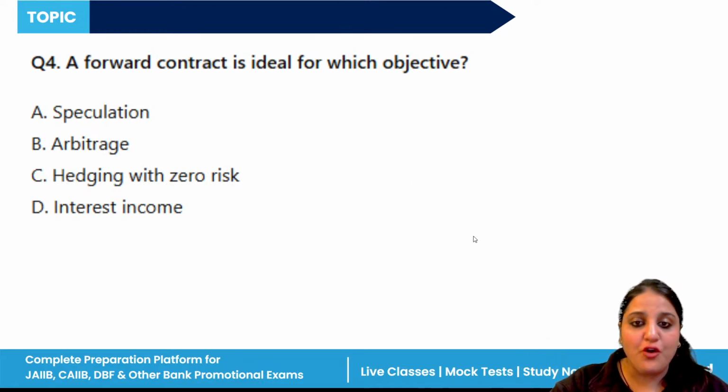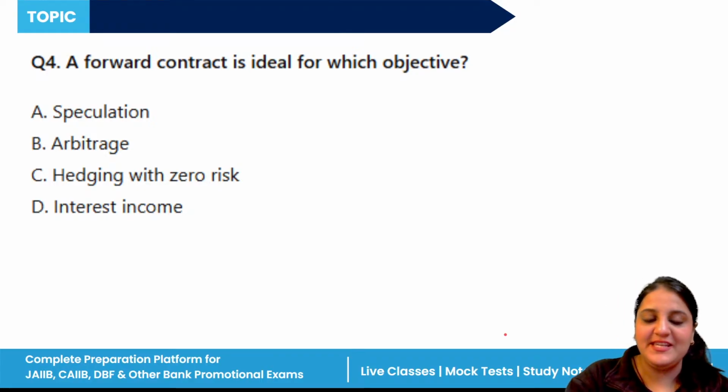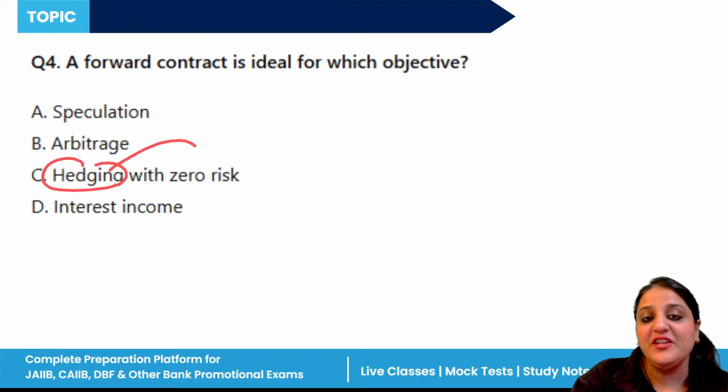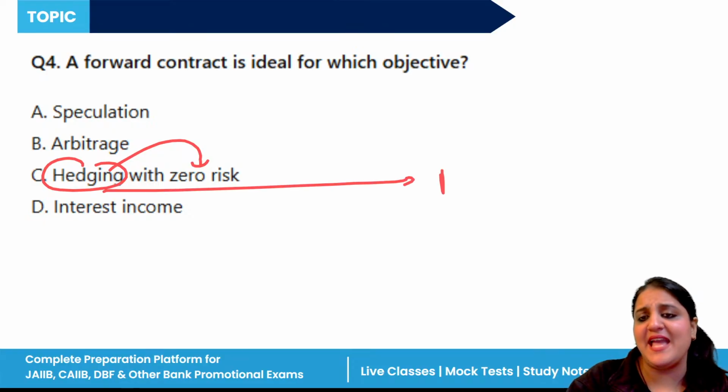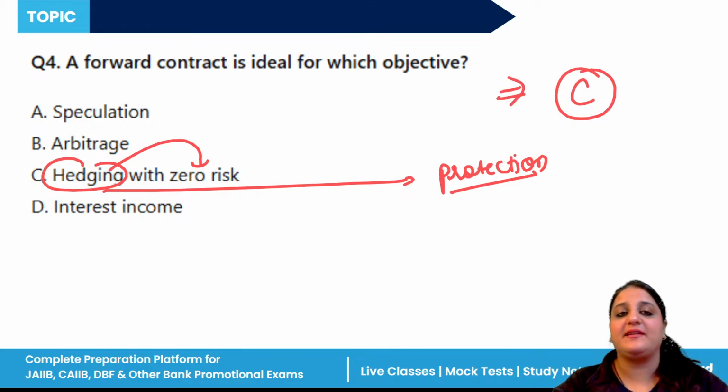So a forward contract is ideal for which objective? Obviously for hedging, but with zero risk. Hedging is like protection with zero risk. So option C is correct here. Right?